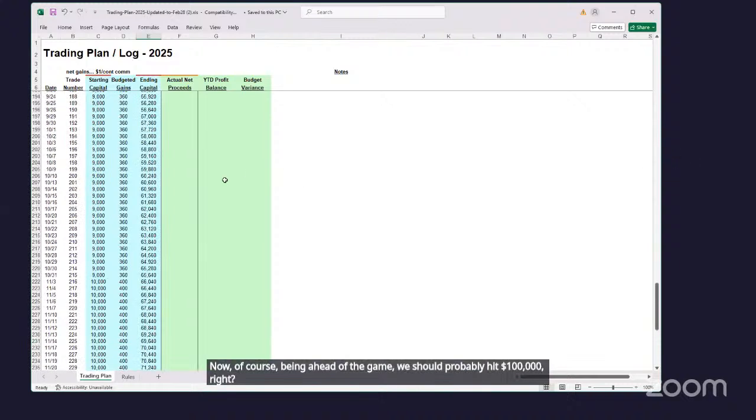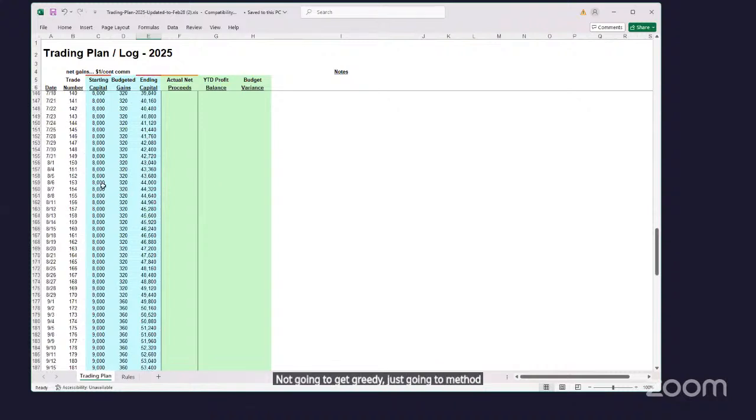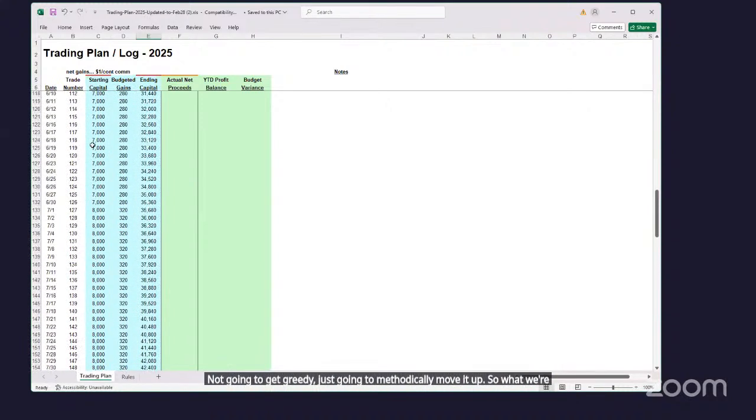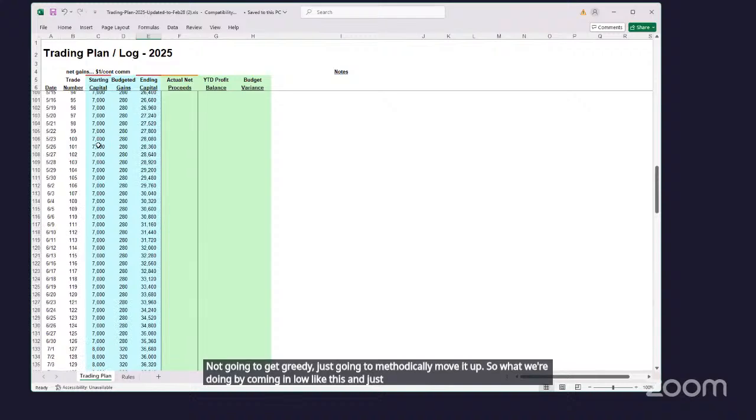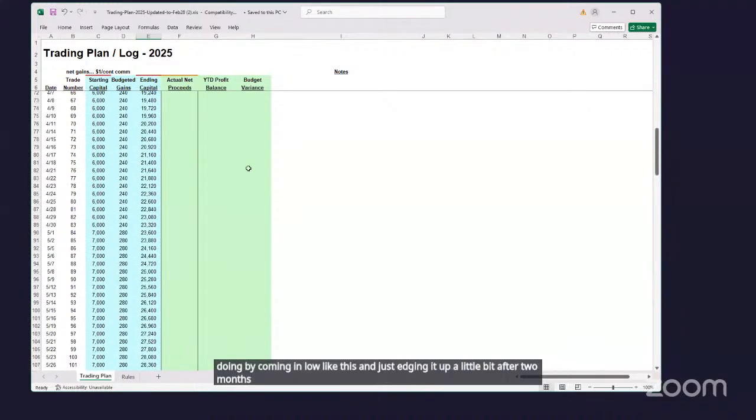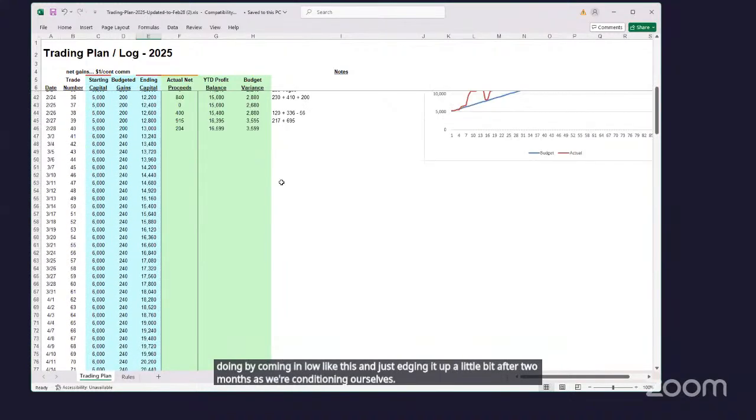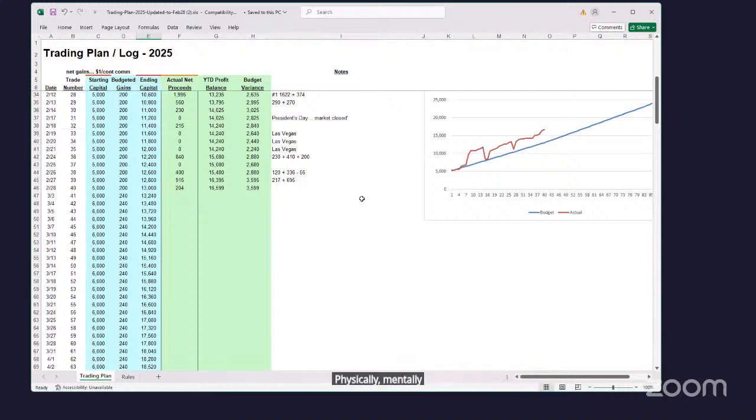Not going to get greedy, just going to methodically move it up. What we're doing by coming in low like this and just edging it up a little bit after 2 months is conditioning ourselves physically and mentally to take on more risk.